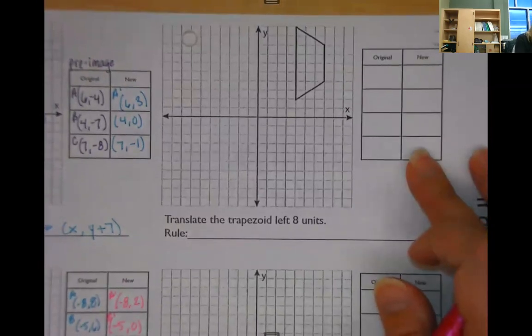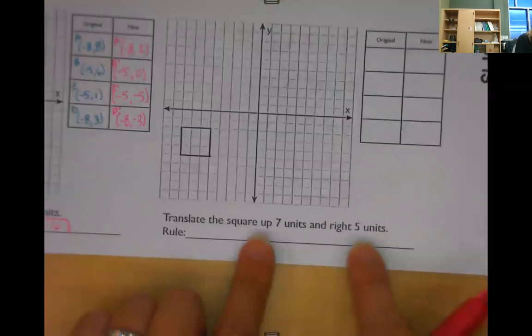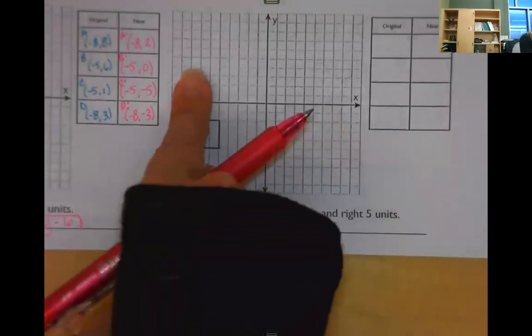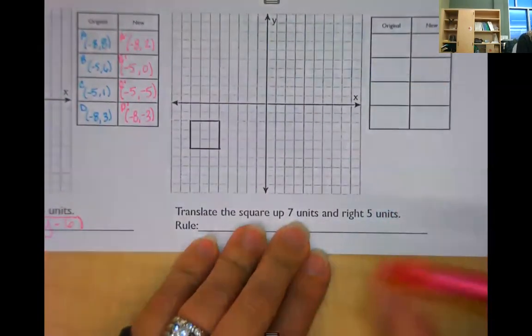Okay, so I would like you to try this example. This is left 8. It's very similar to the one on the very front. And then this one, notice, is doing 2 different shifts. So you're going to have to go up and right. And so your X's and your Y's are going to change on this.